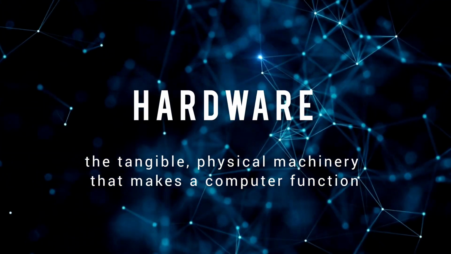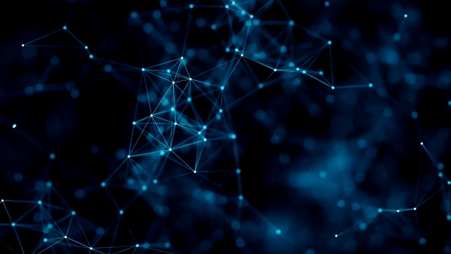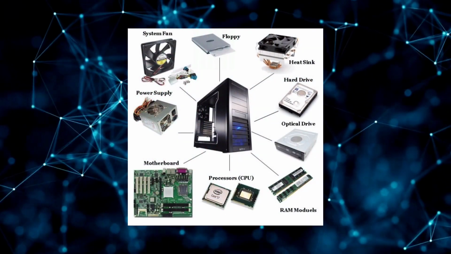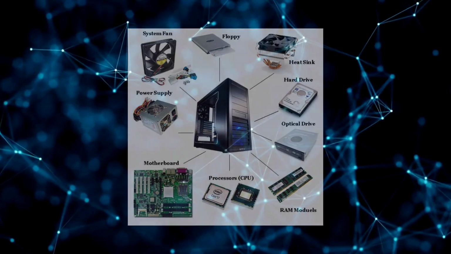Hardware is the tangible, physical machinery that makes a computer function. It includes things like the central processing unit, memory, storage devices, input-output devices, and more.